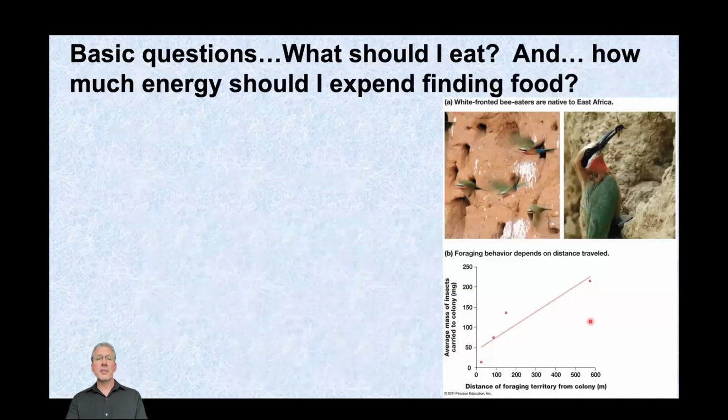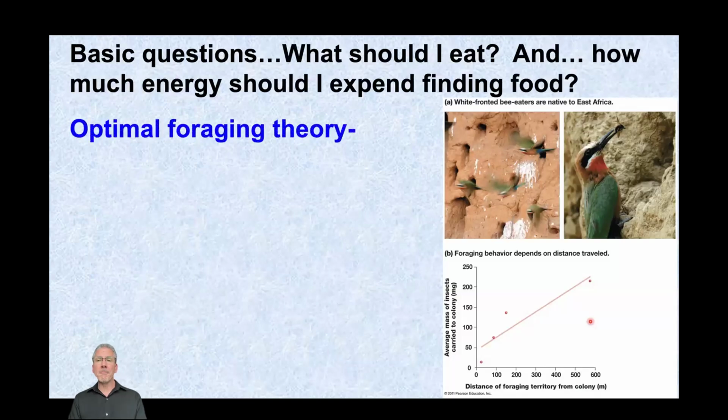Some of the basic questions that all species of animals have to contend with as part of their existence include: what do they eat, and how much energy should they expend in finding their food? One common observation is that animals tend to try and maximize the calories, nutrients, and energy that they obtain from their food relative to the amount of energy that they expend finding that food. This is the idea of the optimal foraging theory.